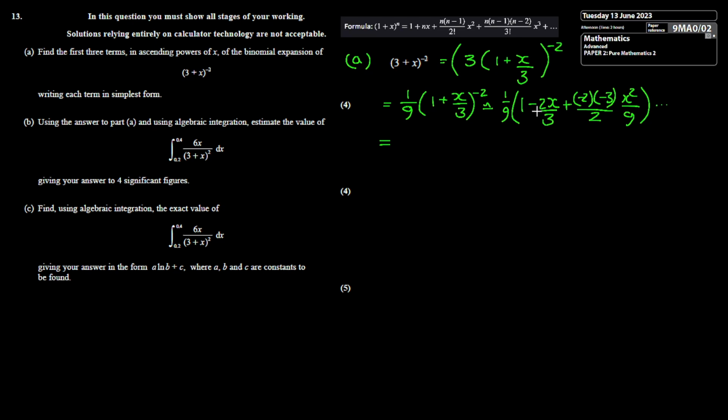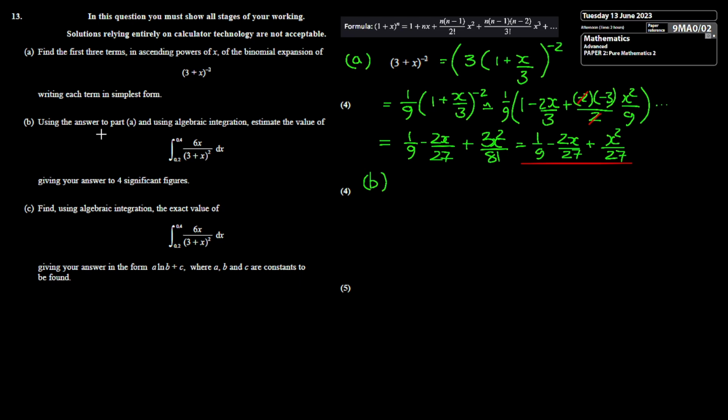Tidying this up and popping the 9 back in, I get a 9th minus 2x over 27. Now, is it going to be plus or minus? It's going to be plus. That 2 cancels with that 2. We get a 9 times 9 on the bottom, and we get 3x squared on the top. So this is 3x squared over 81. And a further simplification, 3 will go into 81. And that should be your expansion to 3 terms.